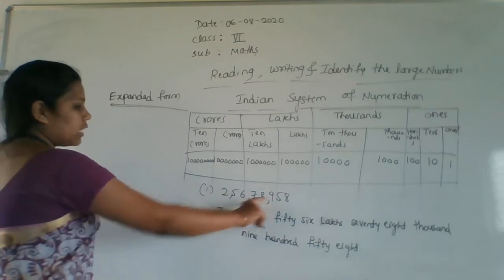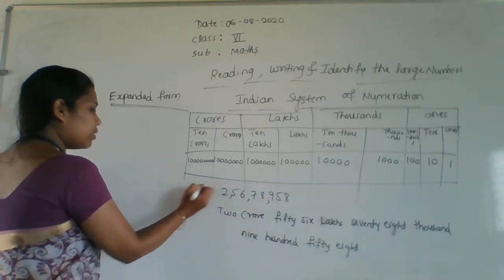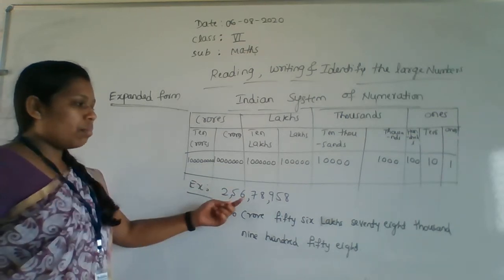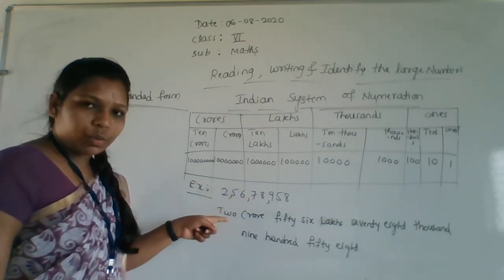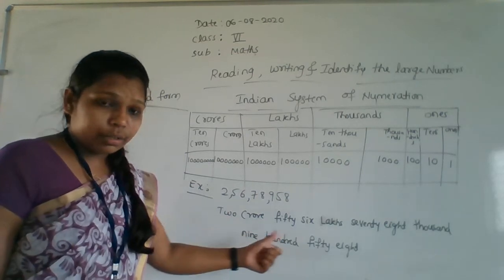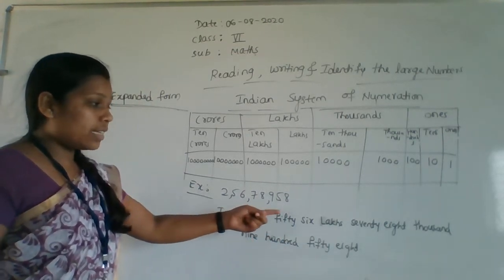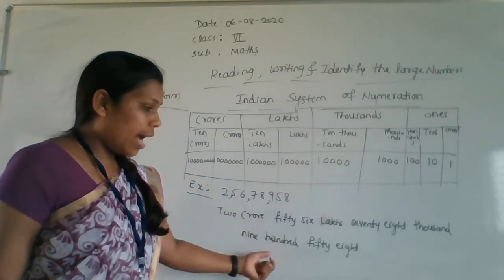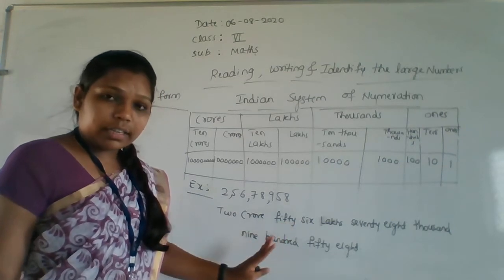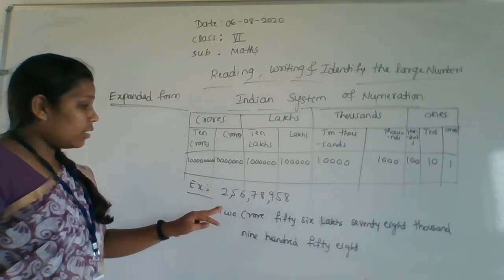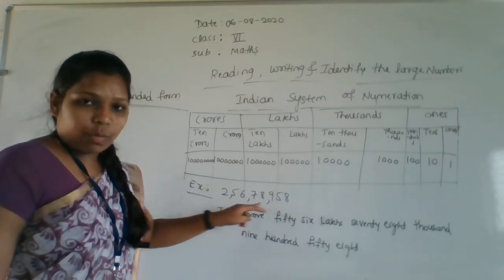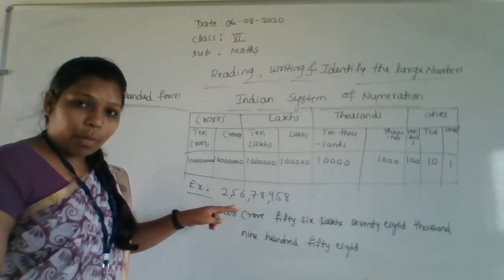Okay, so this is our example. So I given this as the example here. So this is our number and how to put the commas also I told here, and I even written the number name here, 2 crore 56 lakh 78,958. Like this we have to write the number name, and after that they will ask, what is the expanded form of this number?